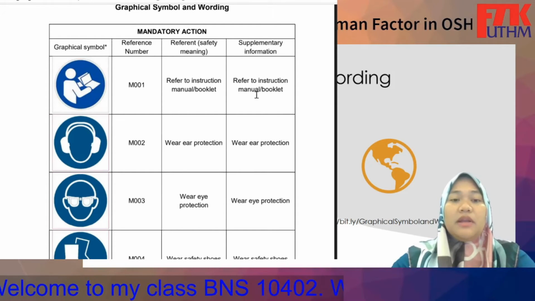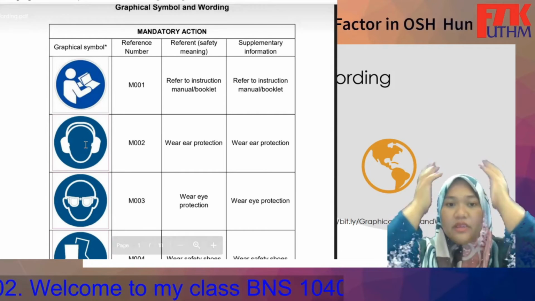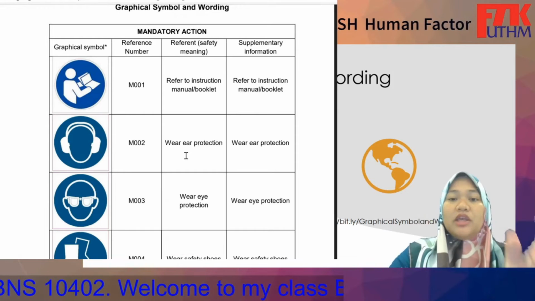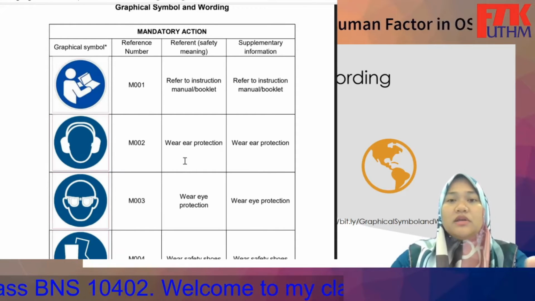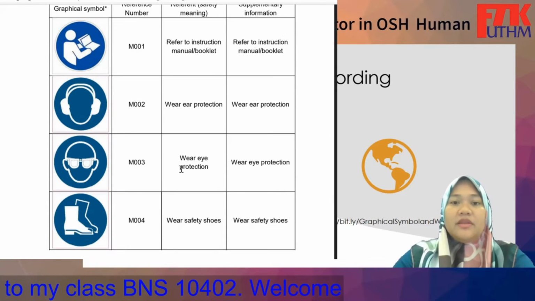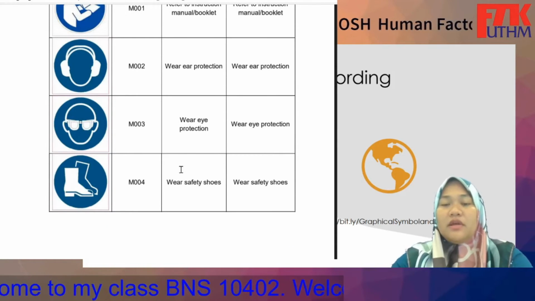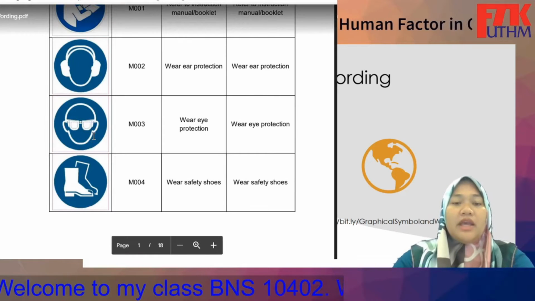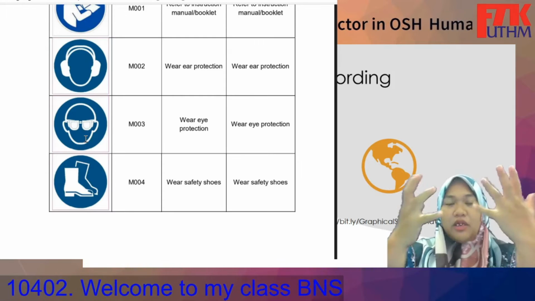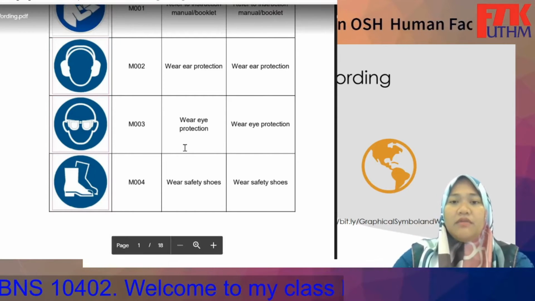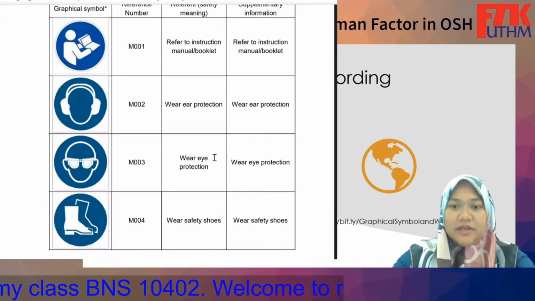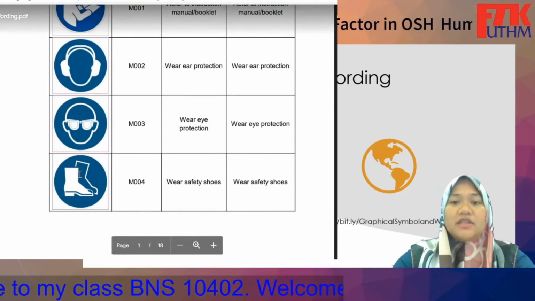Number 2, if you have a head with the headphone, this graphical symbol means wear ear protection. You must wear your ear protection to protect from louder sound, for example at the factory, with the production of something. The third, you have a head and you must wear a goggle or something. The meaning of the safety reference is wear eye protection. This number 4, wear safety shoes.